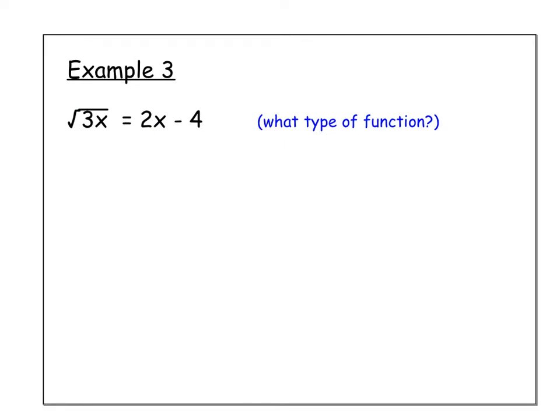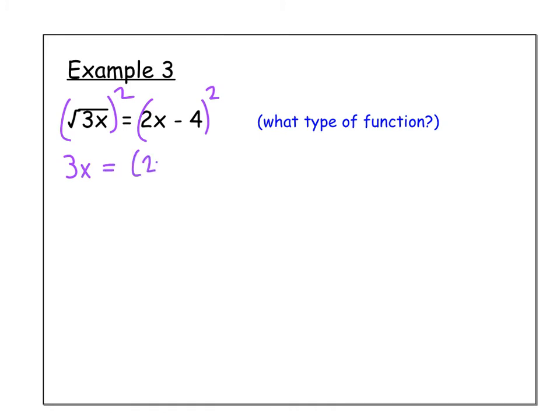Another example here. This one is the square root of 3x equals 2x minus 4. So what type of function is that? That's a radical function, right? Fancy name for a square root function. And if you want to solve that, if you have an x under the square root, we need to square both sides. So we're going to square both sides. Squaring something under a square root will, of course, just make the square root go away.